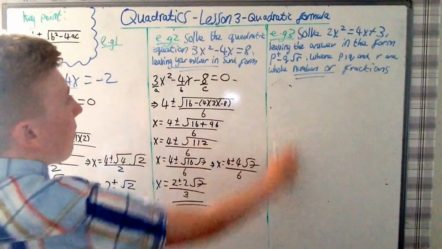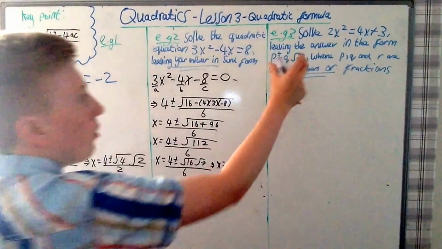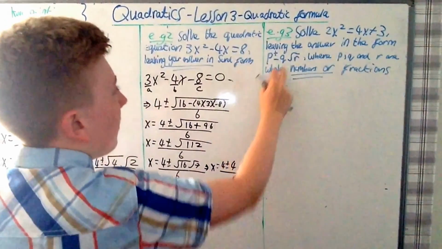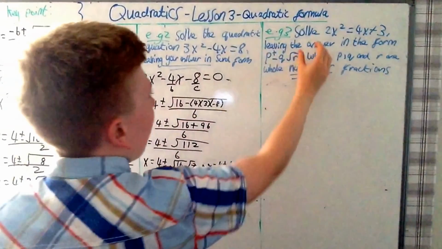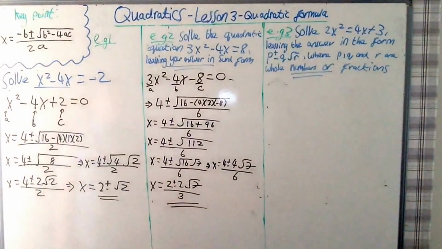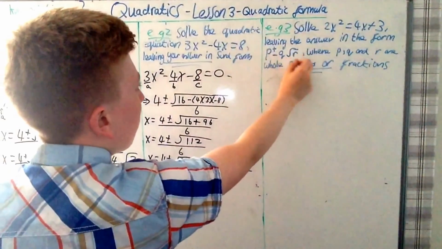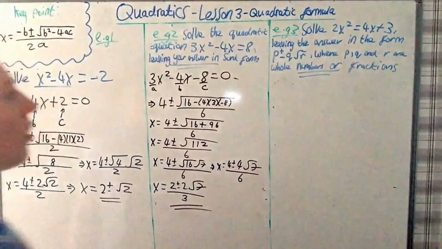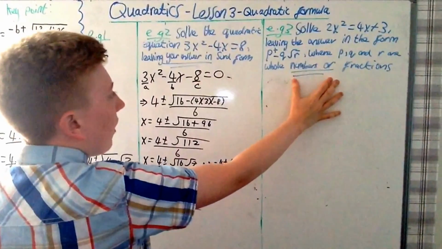And here's our third example. Once again, if you'd like, you can pause the video and have a go. This one's more relevant in my opinion. The question's definitely more like an exam-styled question. The question says, solve 2x squared equals 4x plus 3, leaving your answer in the form p plus or minus q root r, where p, q and r are whole numbers or fractions. So that's how an exam question would more likely be worded.